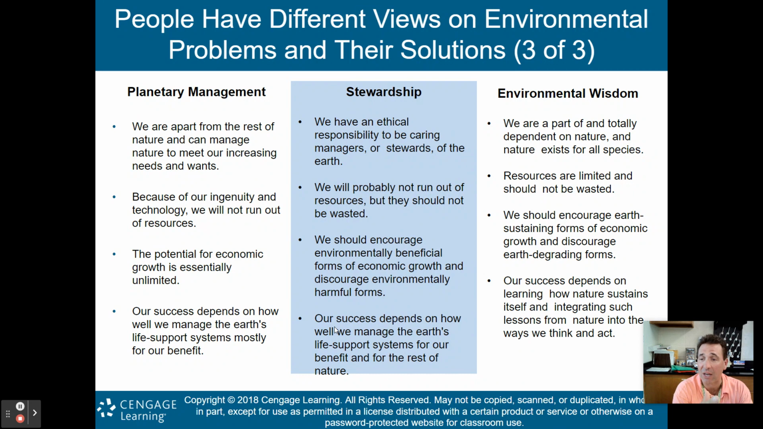We still feel that we're running the show, but we need to run the show in a more ethical way that helps the environment for future generations. The final one, environmental wisdom. This says that we humans are part of and totally dependent on nature, that resources are limited and should not be wasted. We have to encourage earth-sustaining forms of economic growth, and our success depends on learning how nature sustains itself and then integrating those lessons from nature into the ways we think and act.